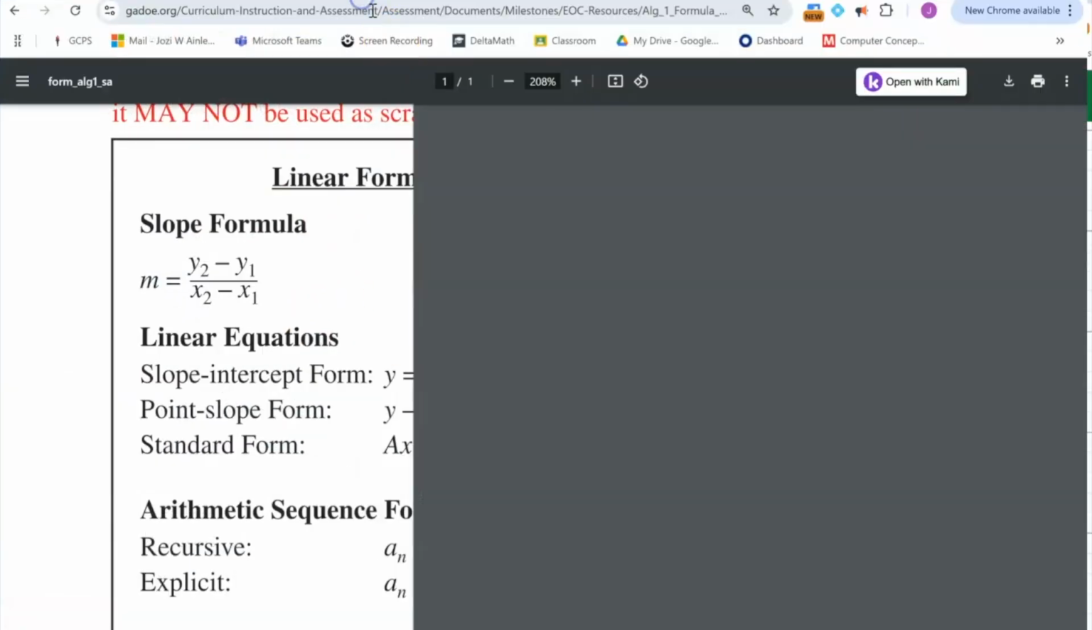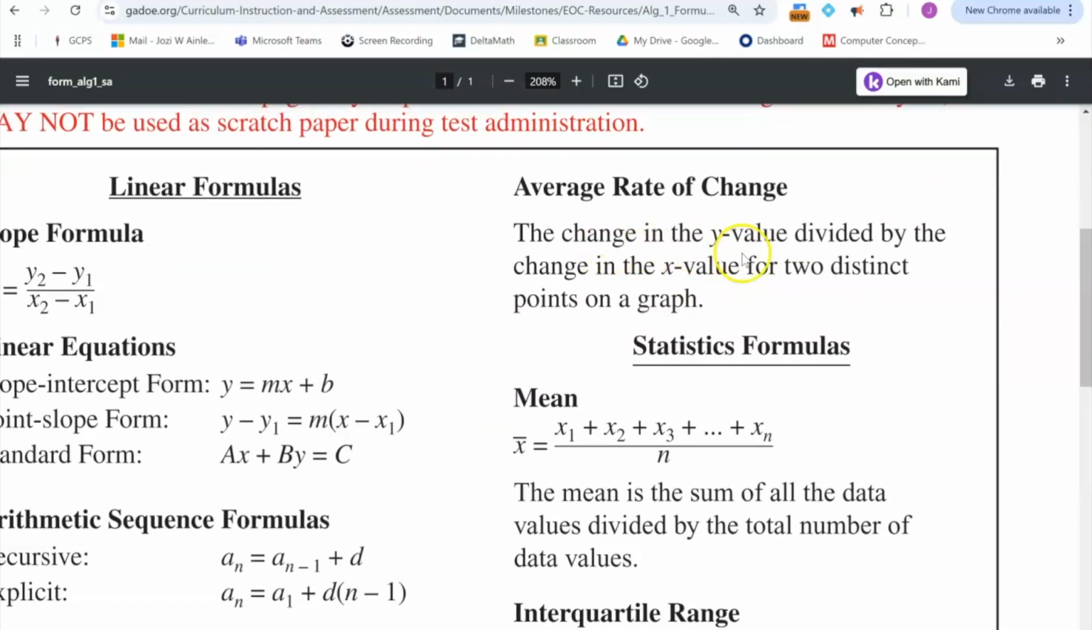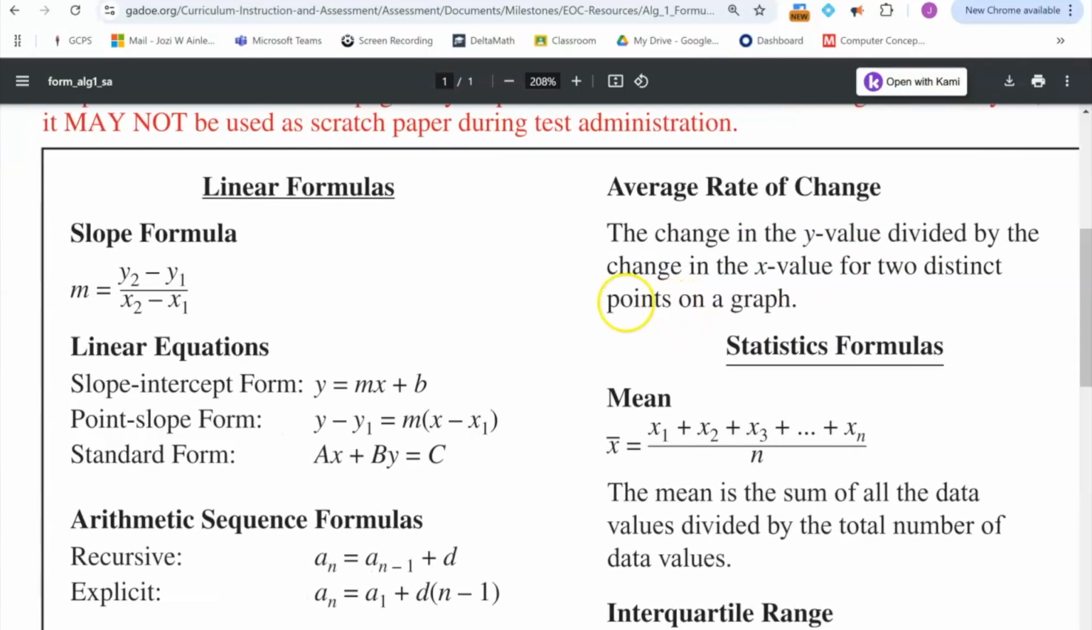We're going to, again, go to our reference sheet, our formula sheet, and we're going to find average rate of change. It's right here at the top. What does it say? The change in the y value divided by the change in the x value for two distinct points on the graph. And what does that sound like? It sounds exactly like the slope. The change in the y, y2 minus y1, divided by the change in the x, x2 minus x1. The only difference is that it has two distinct points on the graph. In other words, they're going to give you x2 and x1.